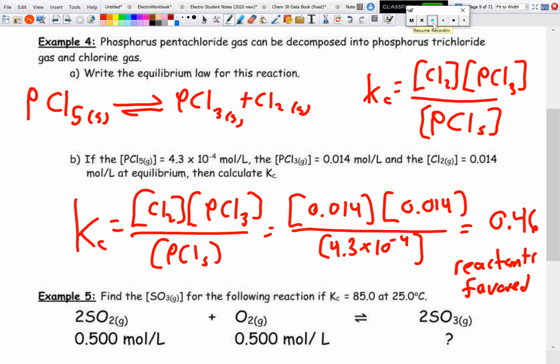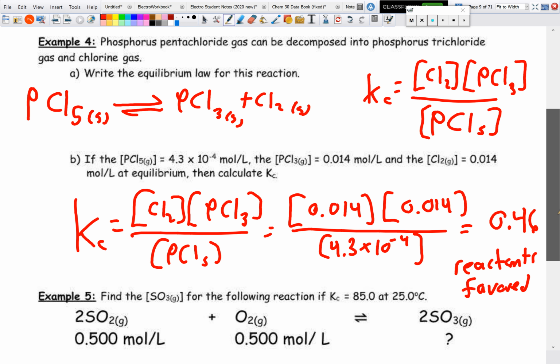And when you're done, you should get something that looks like this. So we have our reaction here, the decomposition of phosphorus pentachloride gas into phosphorus trichloride and chlorine. So we write out our equilibrium law. There's products over reactants. And then of course, when we plug in our values for chlorine gas, 0.014, phosphorus trichloride 0.014, and over our phosphorus pentachloride, 4.3 times 10 to the power negative 4, we get an answer of 0.46, which just tells us that the reactants are favored.